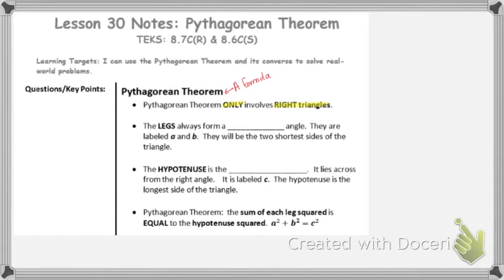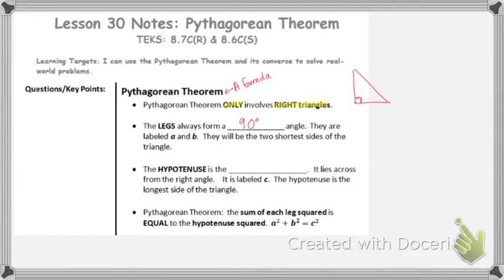Remember, a right triangle looks like this. It has a 90-degree angle because it's right. The legs always form a 90-degree angle. They are labeled A and B, and they will be the shortest sides of the triangle.